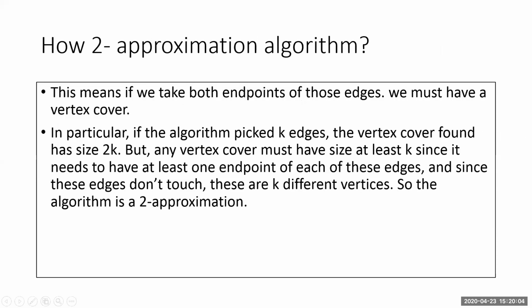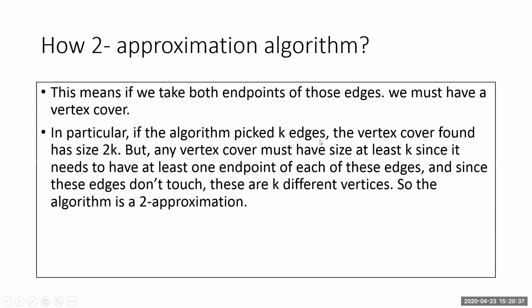And now this is the explanation for why we are calling this a factor 2 approximation algorithm. As I already explained, if we take both the endpoints of those edges, we must have a vertex cover. Since we are concentrating on edges, an edge is connected to both vertices, so if you include both vertices, that will be the answer for the vertex cover. In particular, if the algorithm picked K edges, the vertex cover found has 2K vertices.